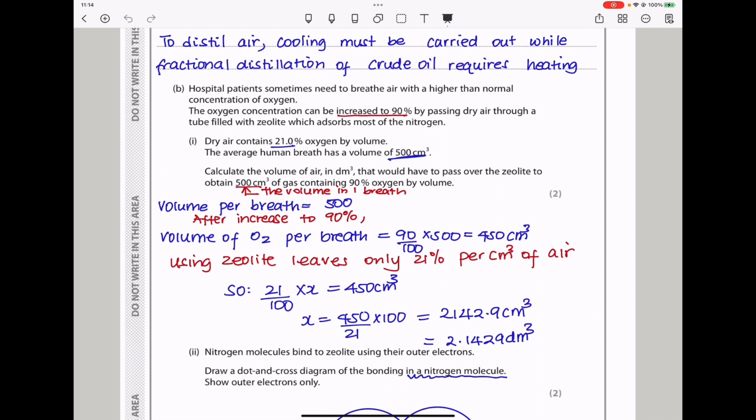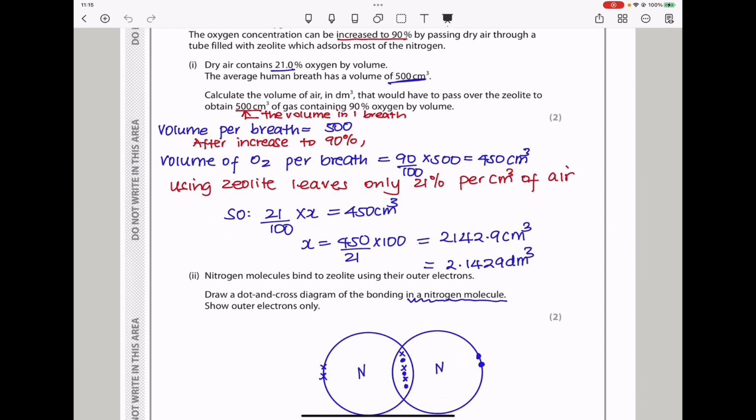Volume per breath is 500 centimeters cubed. The volume of oxygen per breath is going to be 90 divided by 100 times 500, because we say it's going to be 90%, which is 450. But since the percentage of oxygen in air is 21%, it means 21 over 100 times a certain volume is going to give us 450, because this is the 90% of the 500. So X is going to be 450 times 100 divided by 21, which is 2142.9 centimeters cubed. I converted it to decimeters cubed by dividing by 1000. It gave me 2.1429 decimeters cubed.